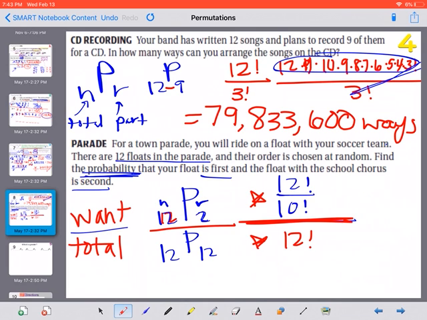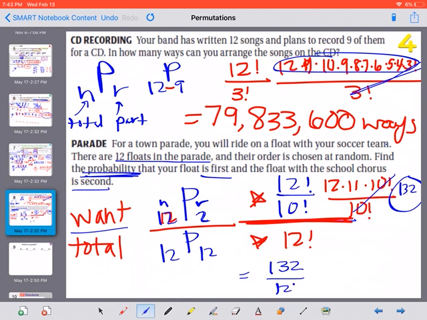So 12 factorial is really 12 times 11 times 10 factorial. I'm going to stop there because 10 factorial over 10 factorial cancels out. So we have 12 times 11, which is 132, is our answer for the top of our fraction. So far, we have 132 over 12 factorial. So this tells us so far there are 132 different ways to arrange the floats in the parade where you're first and the school chorus or the choir is second.